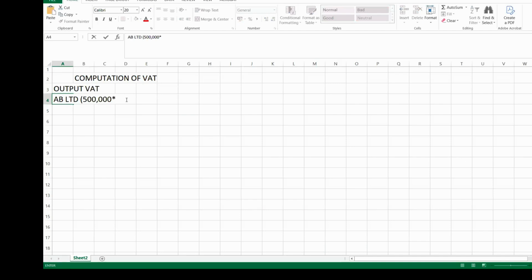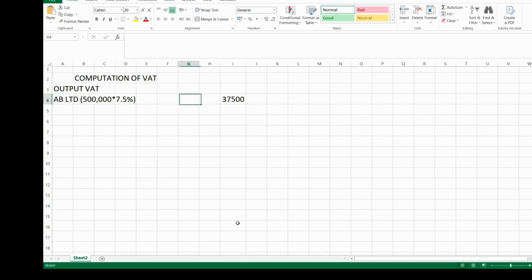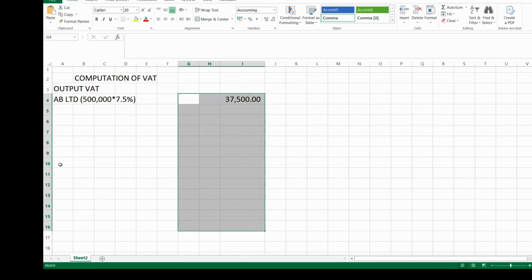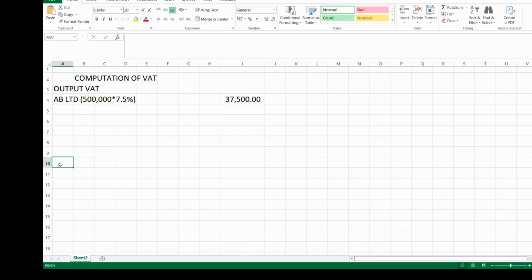500,000 multiplied by 7.5%, multiplied by the rate, gives us the value of the VAT, which is 37,500. So this same amount is now an output VAT to AB Limited. This same amount, we now have input VAT.